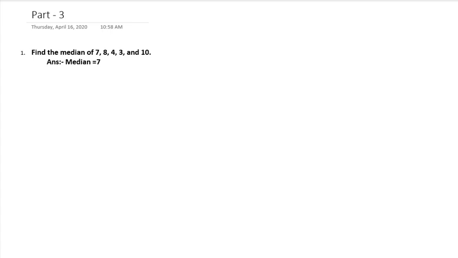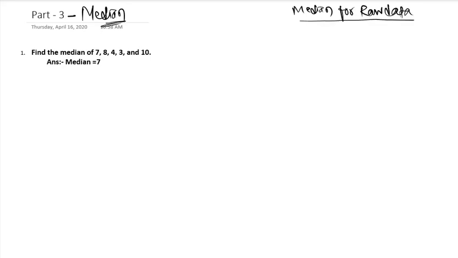Our next topic is going to be median, right? Part 3 is median. And in median, first we are going to find the median for raw data. So in finding median for raw data, you need to take care of certain things. There are certain steps to be followed.